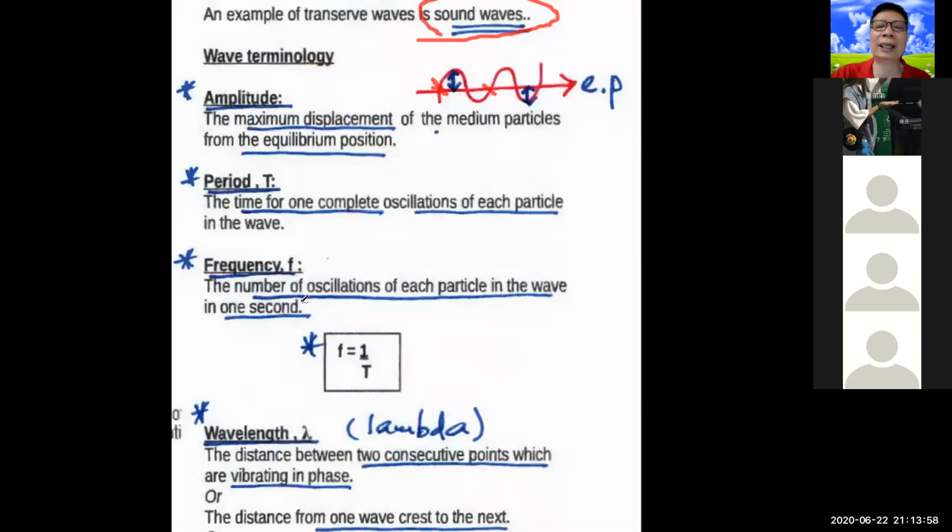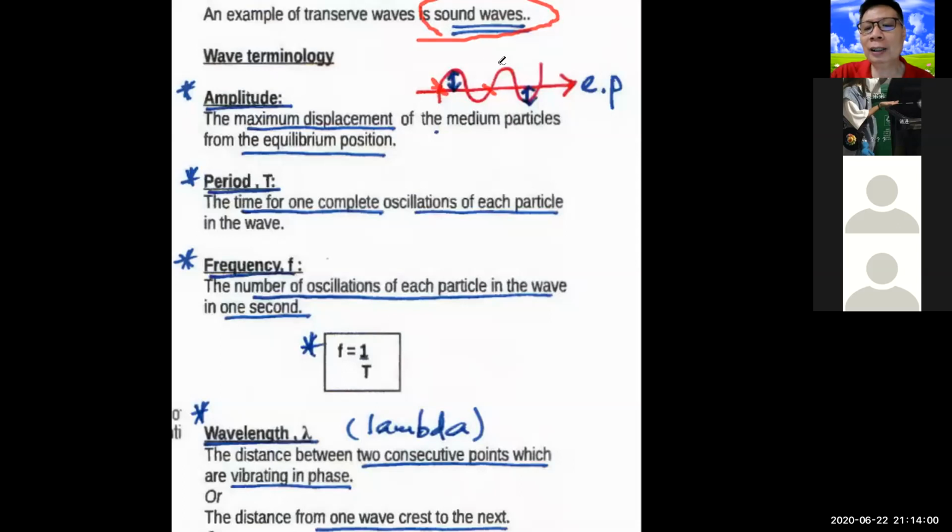But usually frequency cannot be measured directly. How to measure how many oscillations in 1 second? Cannot count, right? So we use a formula to calculate only. You want to find the frequency, you take 1 divided by the period. That's it. So remember this formula to find frequency, you take 1 divided by period. Once you know the period, you can find the frequency.